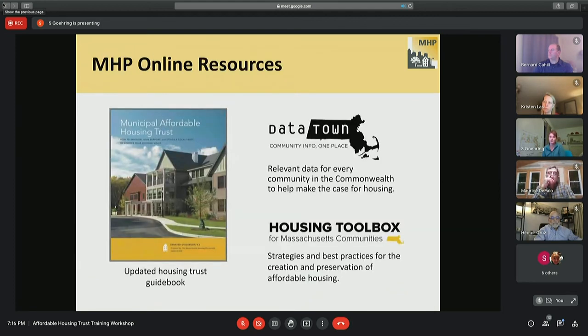We have a lot of online resources for you from Datatown, the Municipal Affordable Housing Trust Guidebook. We have the Housing Toolbox that even has a search function. So if there's certain things around affordable housing that you're interested in, you can just put that in the search function. We also have, now that during the pandemic we've been taping all of our trainings, a lot of different trainings online as well that might be helpful for you.